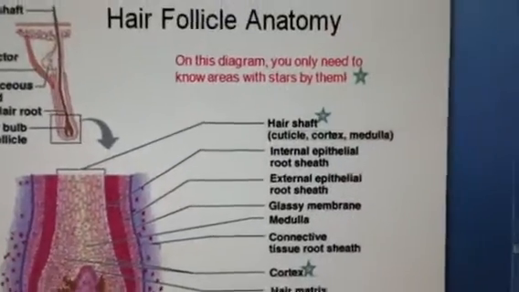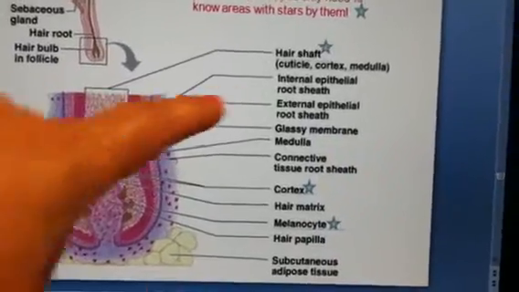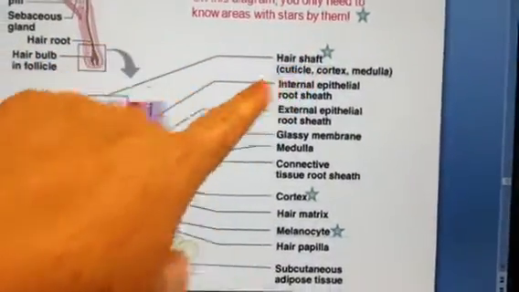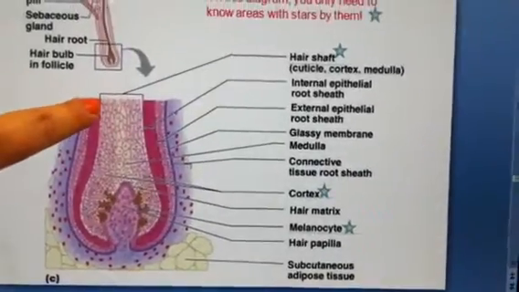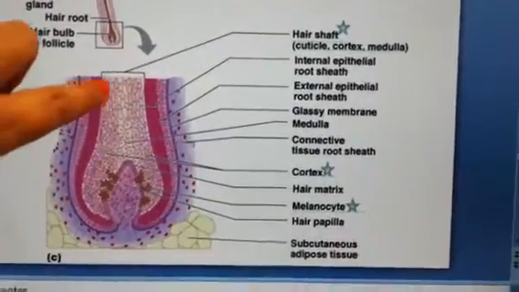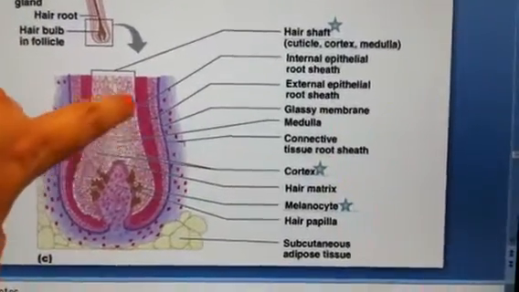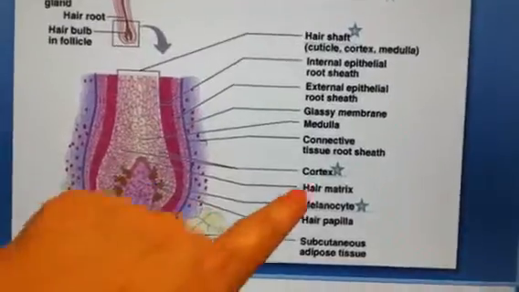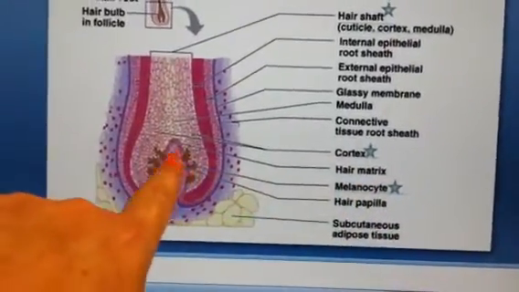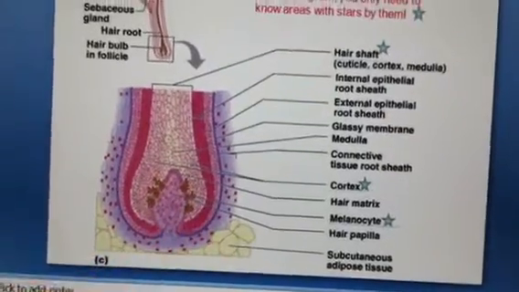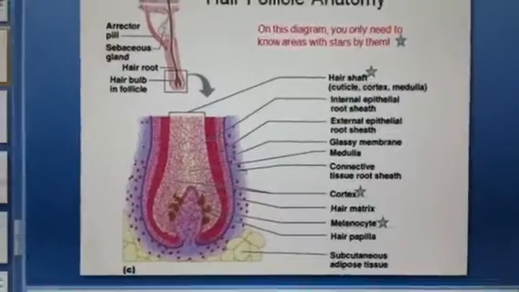And only those that have stars by them on my slide do you really have to spend time knowing. So we want you to know the hair shaft, and this is the cuticle, which is the very outside kind of shiny coat to something, this white part. And then here is the cortex on each side, and the medulla down the center. So cortex, and then here's your melanocytes, pigment. Okay, all of those things are important to know, and only those things.